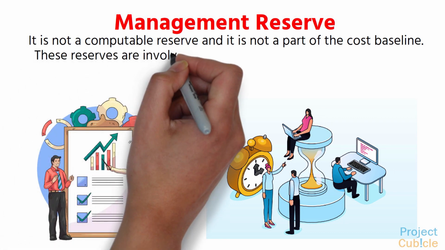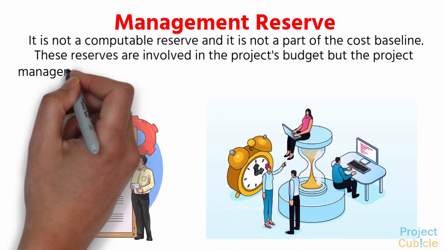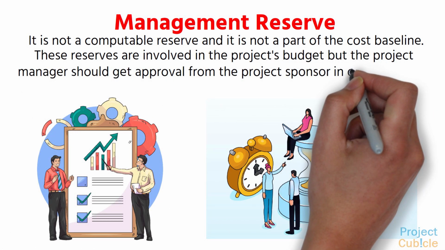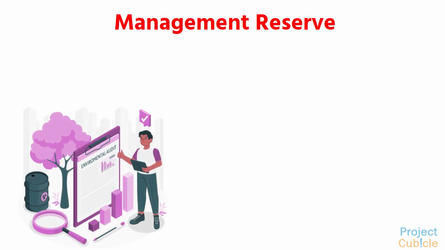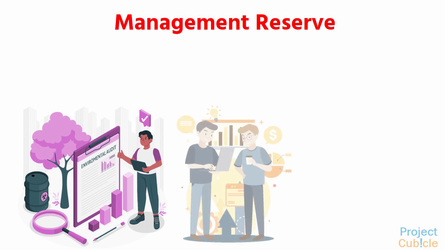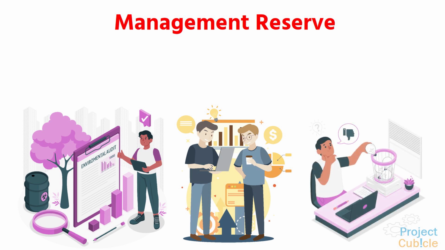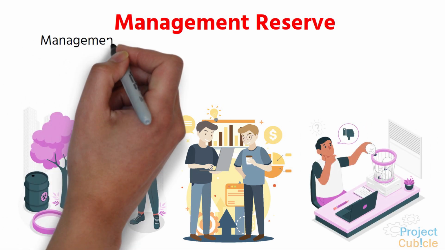These reserves are involved in the project's budget, but the project manager should get approval from the project sponsor in order to use them. It can be determined by using historical records, by taking into consideration the project complexity, and by recognizing customer nature. If you are preparing a complex project budget for the first time, you can assume management reserves of 5% of the total project cost. But don't forget, it depends on many factors.